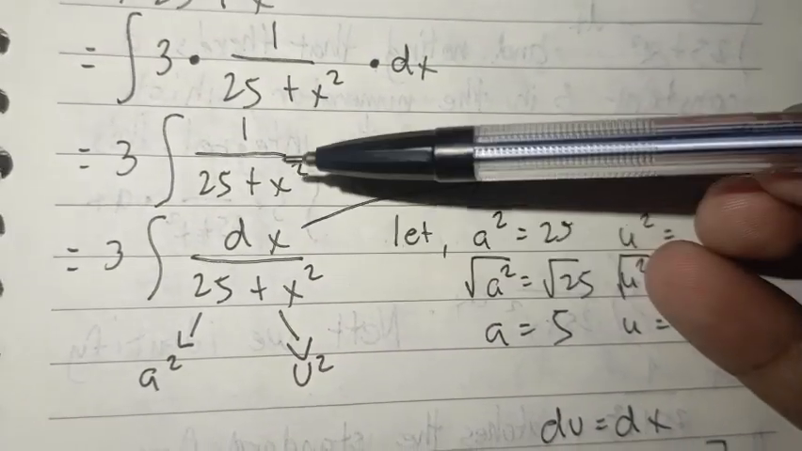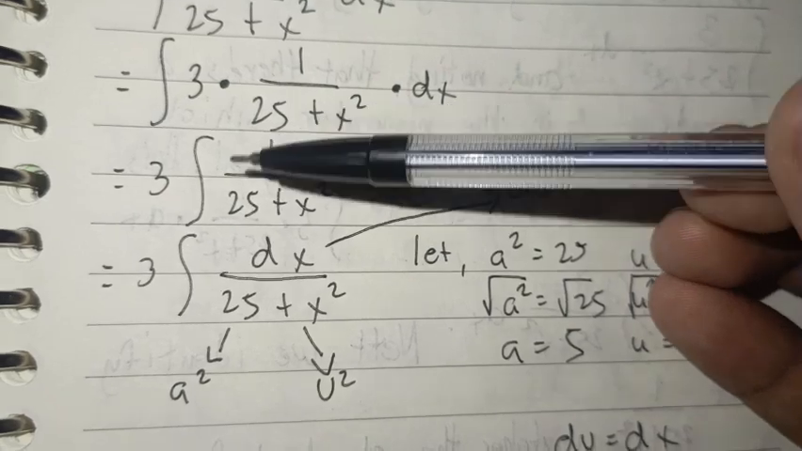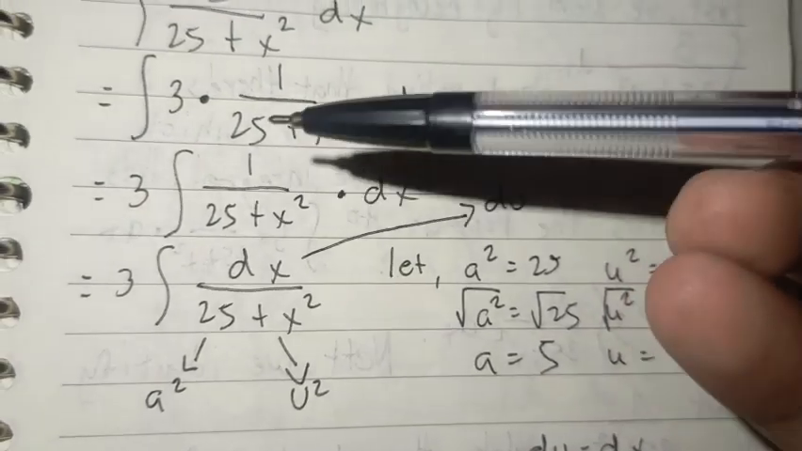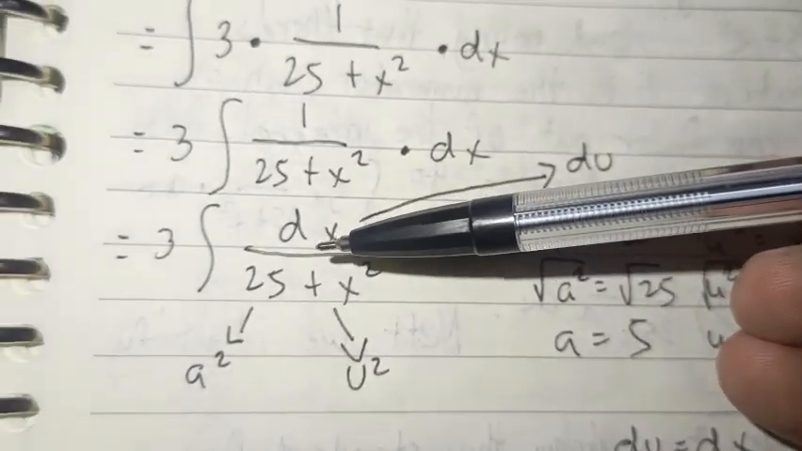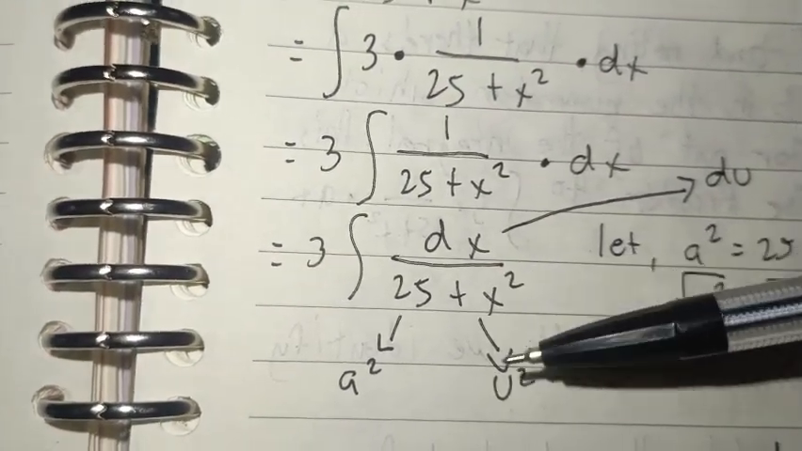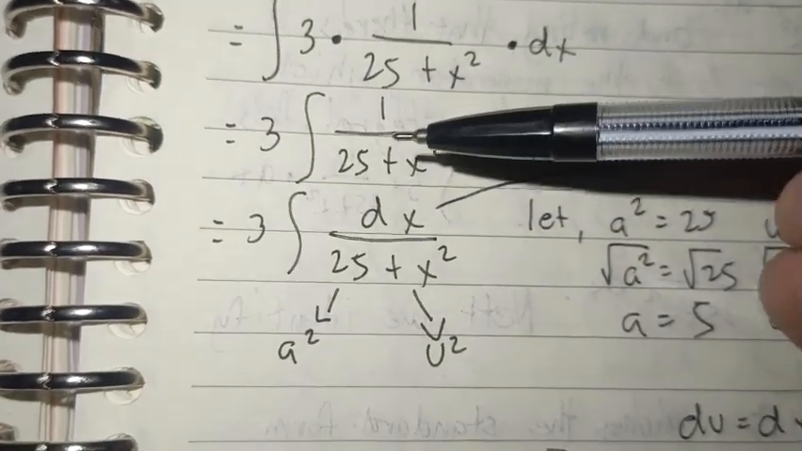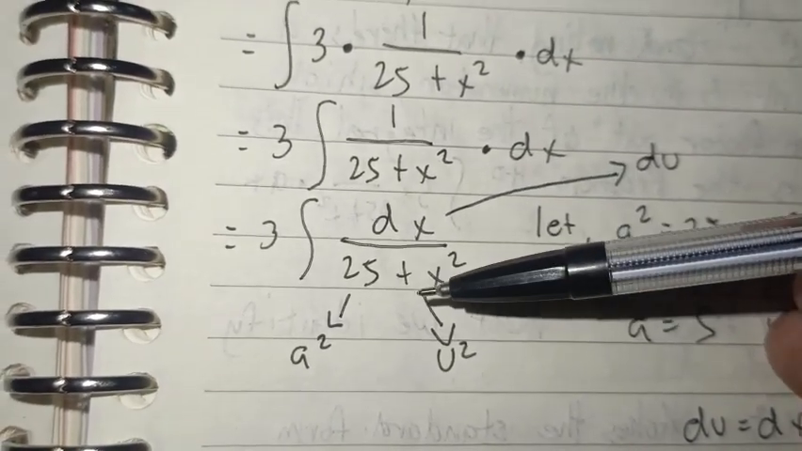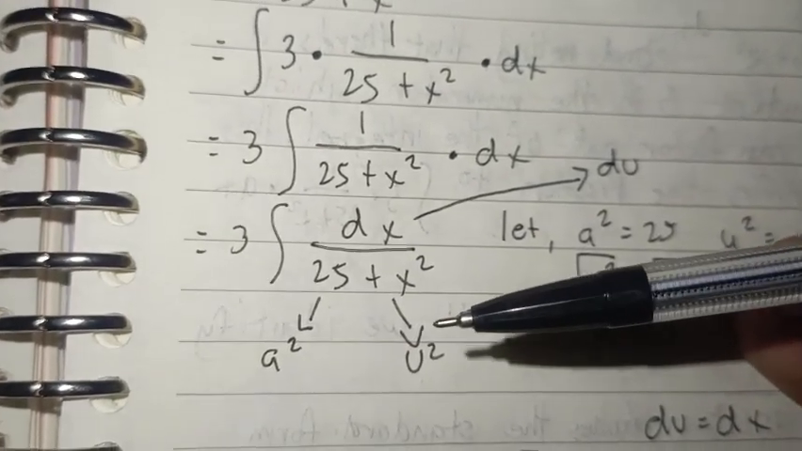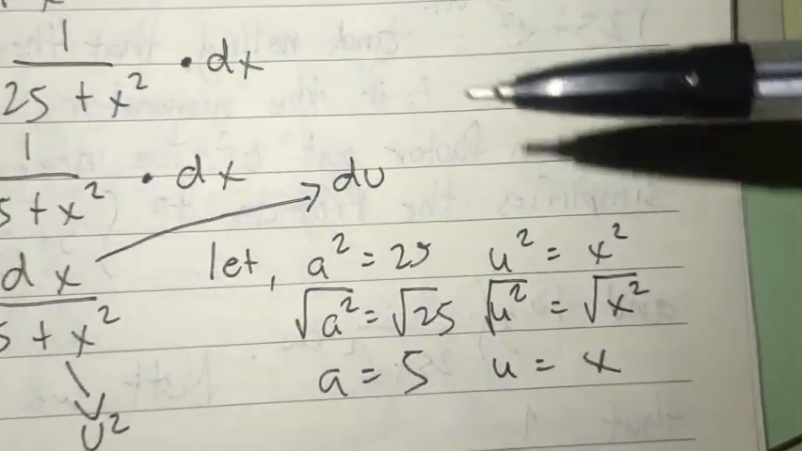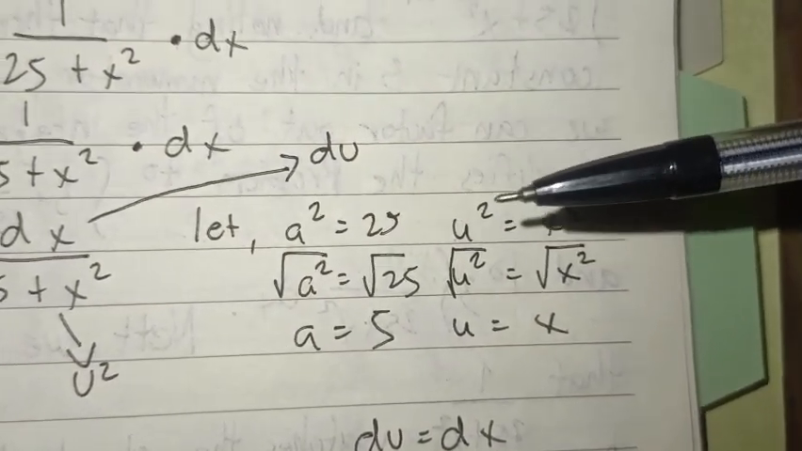And then multiplied by dx, our given the integration, which will result in dx over 25 plus x squared. So now we're going to use again u substitution and use the denominator again as our a squared and u squared. So let a squared is equal to 25 and u squared is equal to x squared.